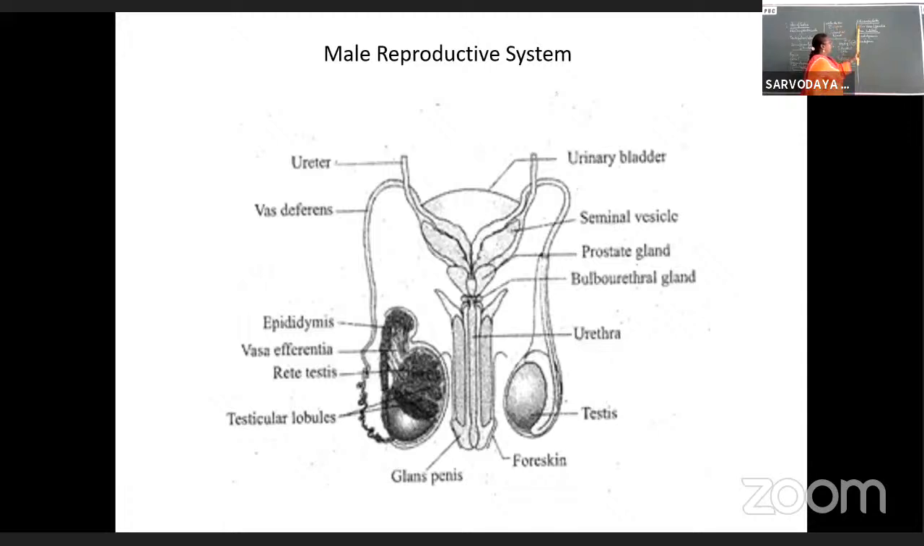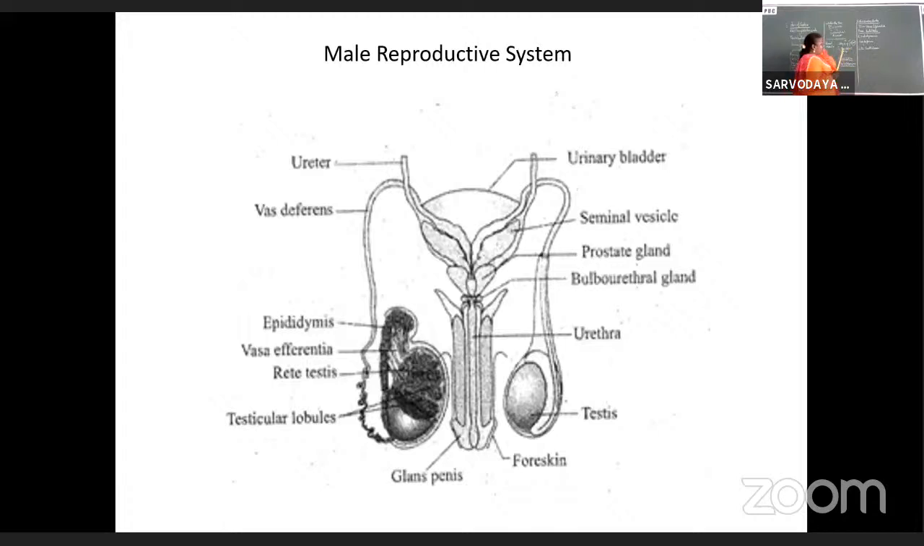So, seminiferous tubule continues into vasa efferentia. If you look into the diagram, you can understand. Seminiferous tubule continues into the vasa efferentia through the rete testis. The vasa efferentia continues into epididymis. Epididymis continues into the vas deferens. Now this vas deferens will continue and enter the abdomen. Please remember, all these are inside the scrotal sac.